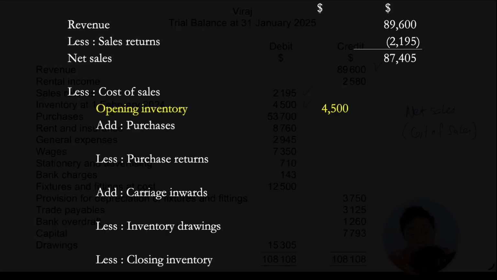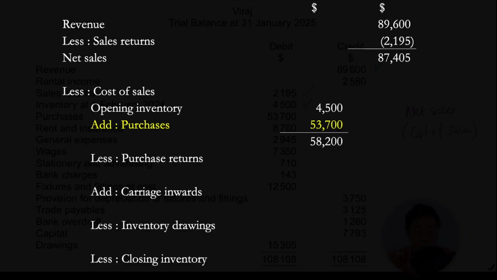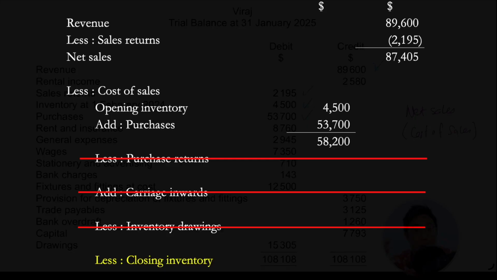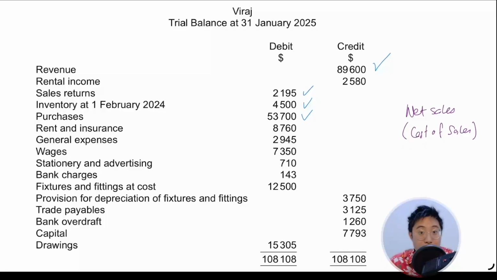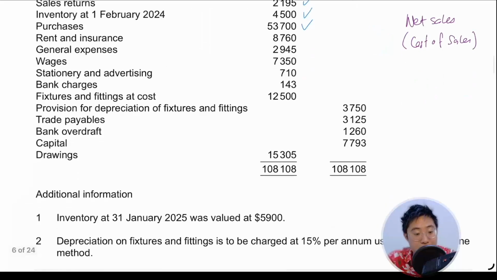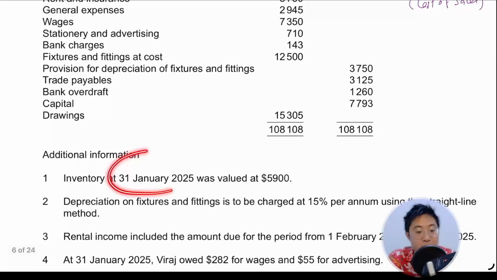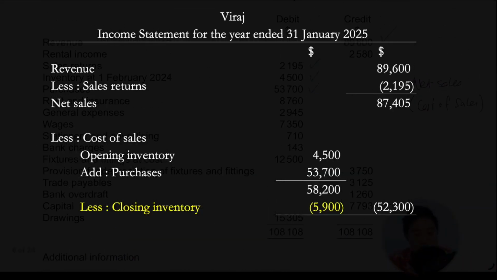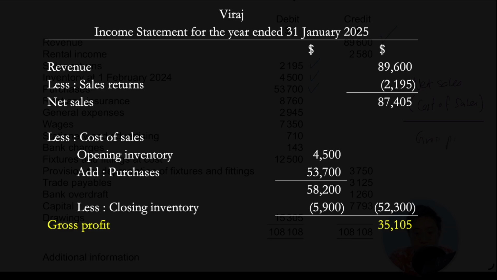And then the next thing is add purchases. Do we have any purchases? Yes, we do. 53,700. So we'll put that in. And then we can check for other things like your carriage inwards, your inventory drawings, any purchase returns. Do we have that? No, we have none of these. So we can just remove one by one. And then we end up with closing inventory. Now, if opening inventory is already at the trial balance, the closing inventory will never be there. So that's when we look at our first additional note. We go down and then you can see, oh, inventory at year end date was 5,900. So we'll just minus this number. Okay, we will end up with gross profit.